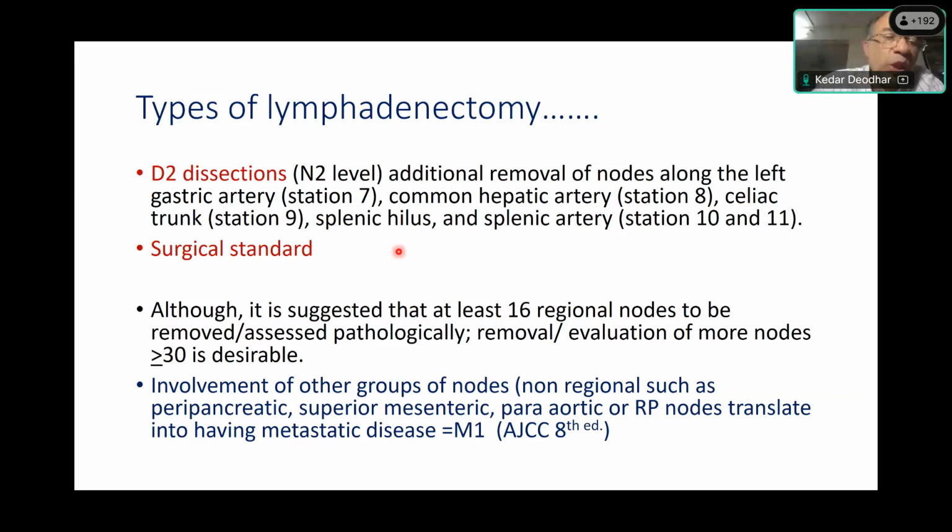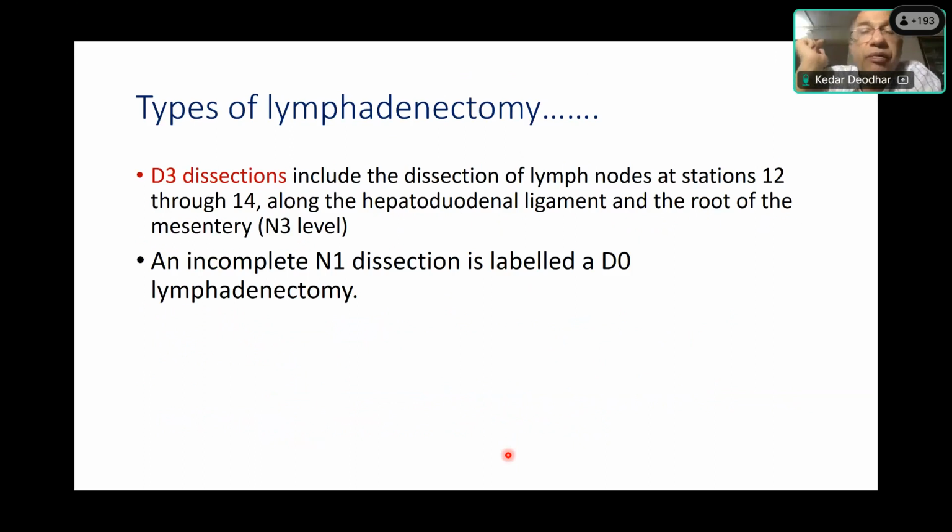It is suggested in stomach that at least 15 or 16 regional nodes be removed, but removal or evaluation of more nodes, such as 30 or more, is desirable. Involvement of other groups of nodes, which are para-aortic or peripancreatic nodes, are not considered regional nodes and are regarded as M1 disease. D3 is a more extensive lymph node dissection. This can give rise to a lot of morbidity post-operatively, so the surgical standard is that D2 resection should be done.